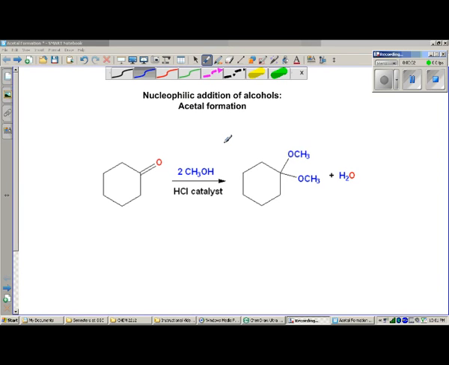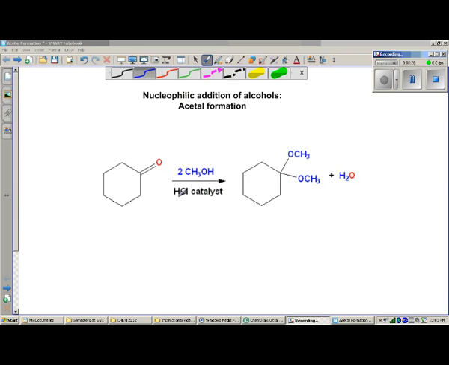All right, let's talk about another type of nucleophilic addition. In this case, we're talking about the addition of alcohols to the carbonyl group that we've seen several times before. What we have is alcohol, and this could be alcohols of any carbons, 2, 3, 5 carbons, it doesn't really matter, along with the presence of a catalyst.